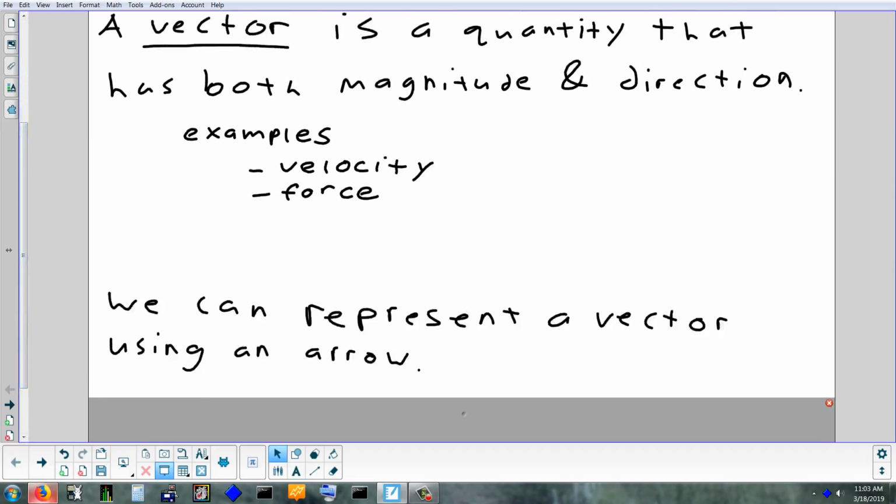All right, so the way that you represent a vector if you want to draw it is you use an arrow. Okay? An arrow is something that it's very easy to indicate direction. You just control which way the arrow points. And what about magnitude?